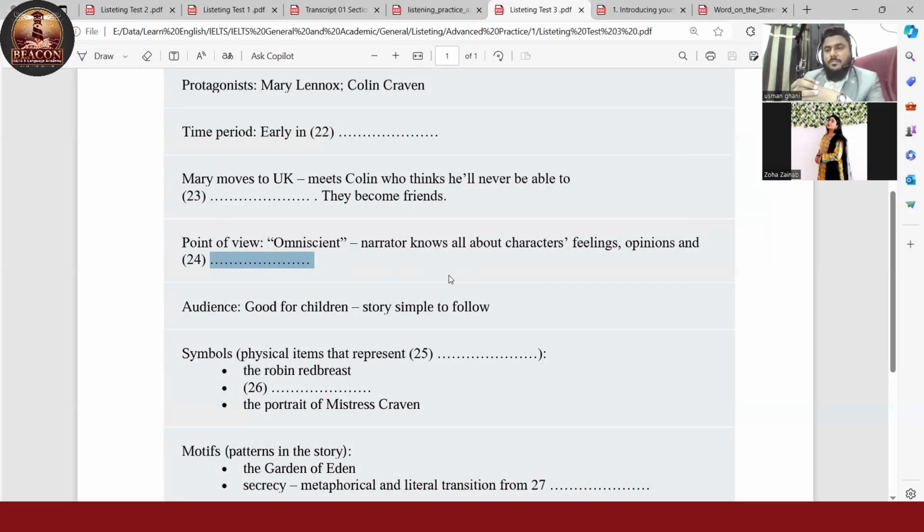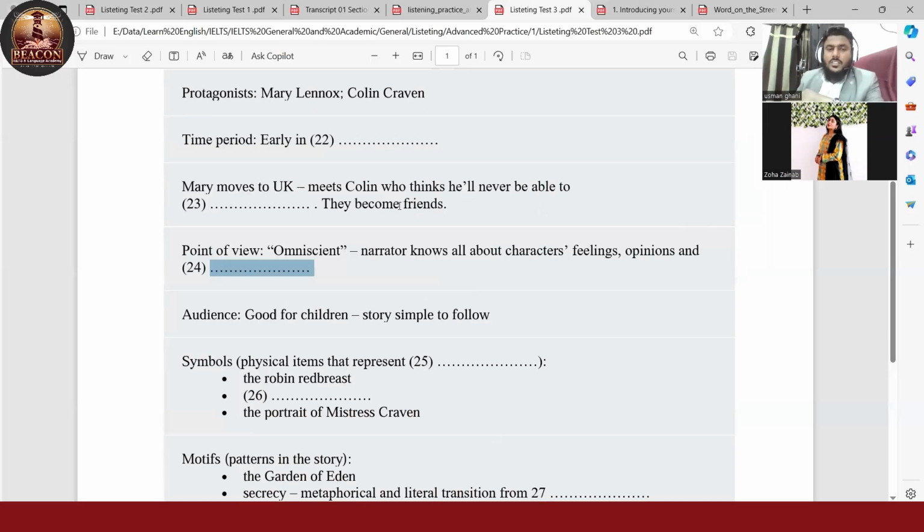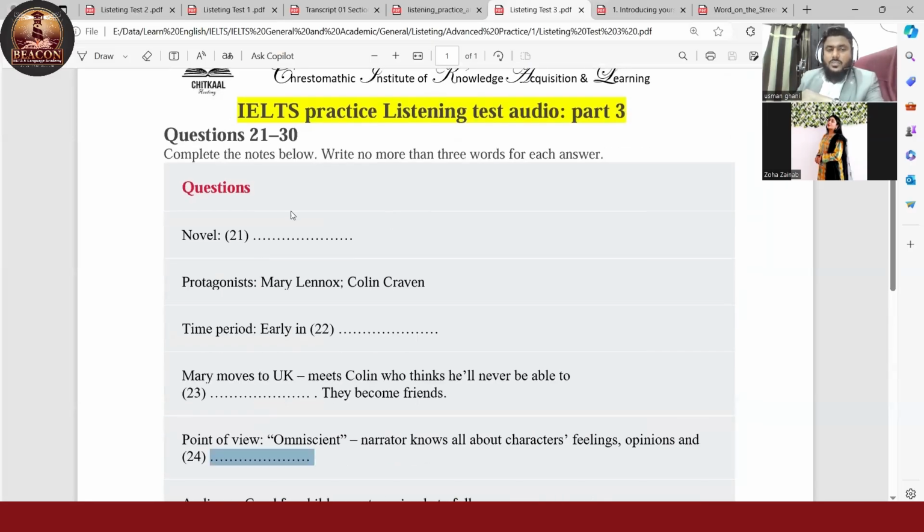After to as an infinitive we usually use a verb. For example, to go, to come, to meet, to have, to not have, to ask, to break, to know, to say, to walk and talk. Okay, sir. Now we are going to listen to the audio and try to answer these questions that we have in front of us. Clear? Yes, sir. So here we go.